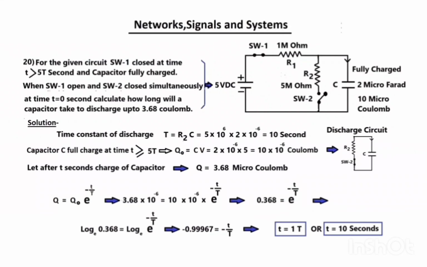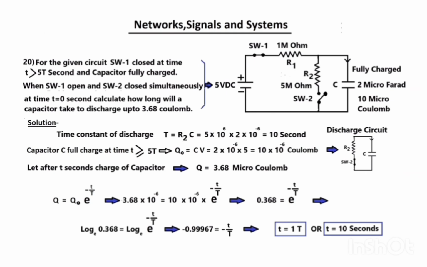Hello, question 20. For the given circuit, switch SW1 is closed at time t higher than 5 time constants, and the capacitor is fully charged as shown in the figure. When switch SW1 opens and switch SW2 closes simultaneously at time t equal to 0 seconds, calculate how long the capacitor will take to discharge up to 3.68 microcoulomb.